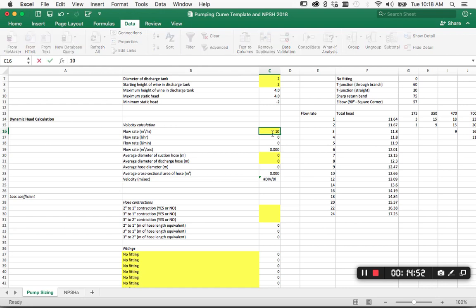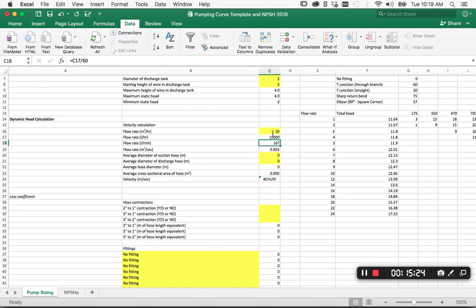So let's say we're doing 10 cubic meters an hour, which is 10,000 litres an hour. It calculates that for us. Flow rate, that makes it 167 litres per minute, or 0.003 cubic metres per second. For dynamic head, we need the velocity. And velocity is speed, which is distance over time. Flow rate is volume over time. So what this does is convert volume over time to distance over time.